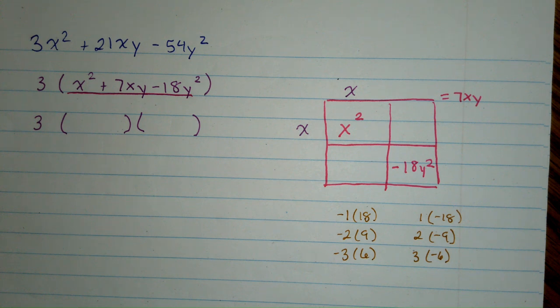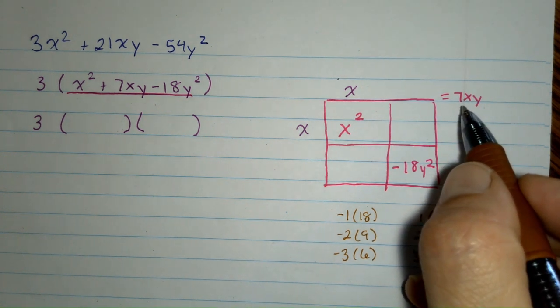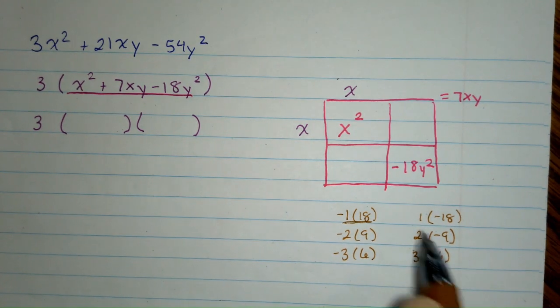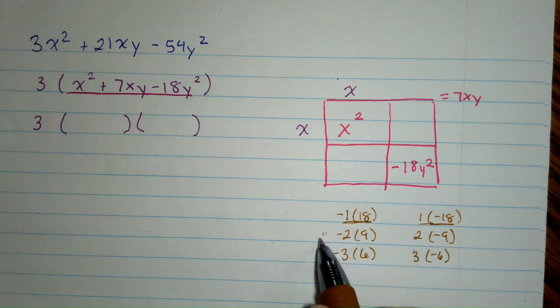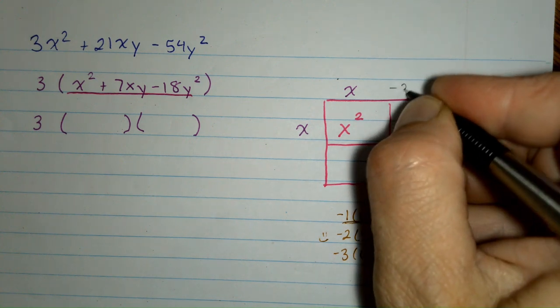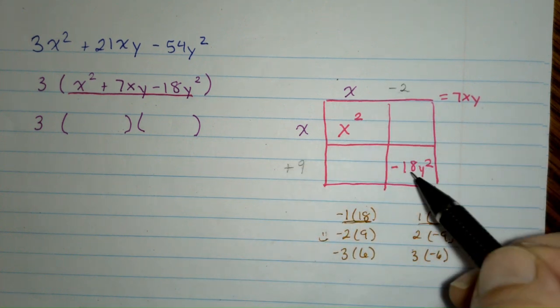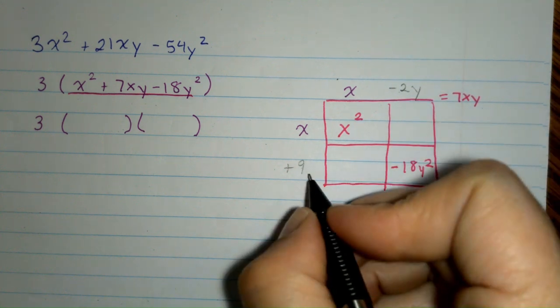Okay, now some of you might have already picked up, hey, which one of these adds to 7? Well, that adds to 17. That adds to negative 17. Ooh, this one adds to 7. Negative 2 plus 9. So I'm going to do a negative 2 and a positive 9. But 9 times negative 2 is only negative 18, and we need y squared. So I'm going to put a y here and a y here.